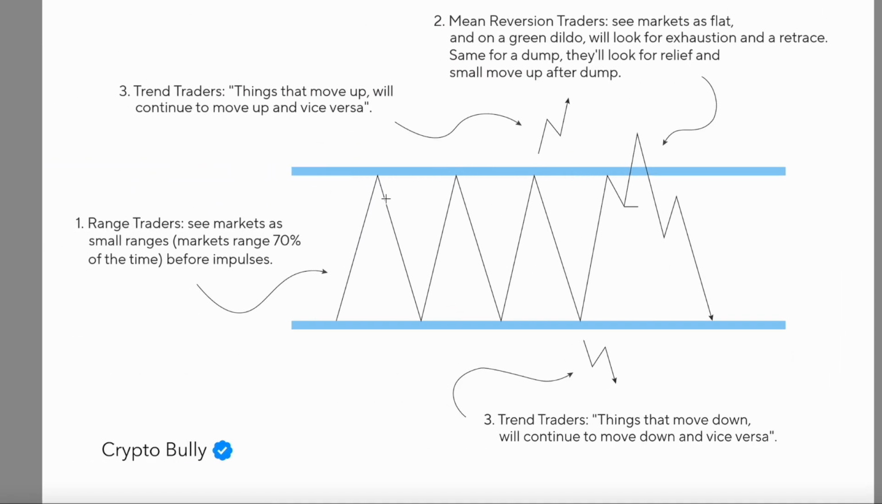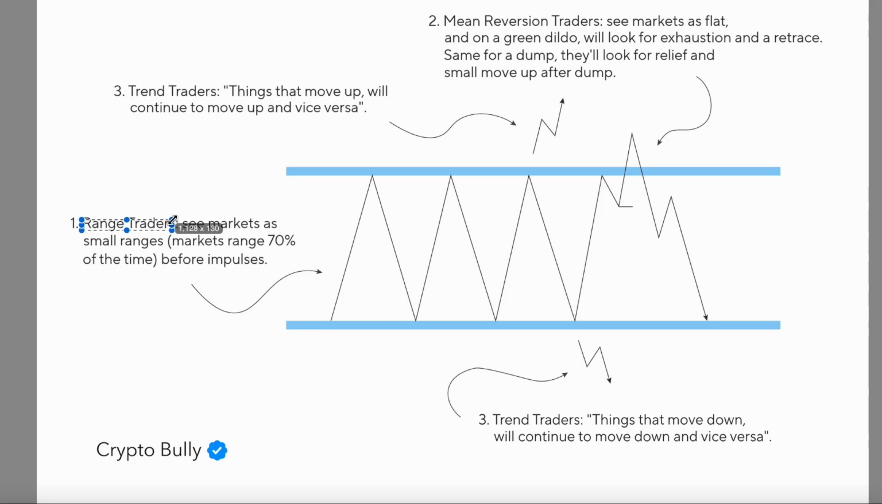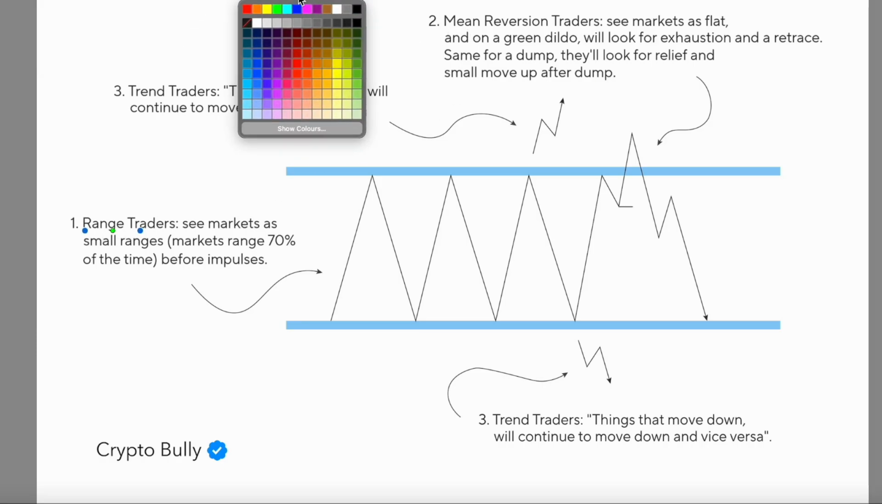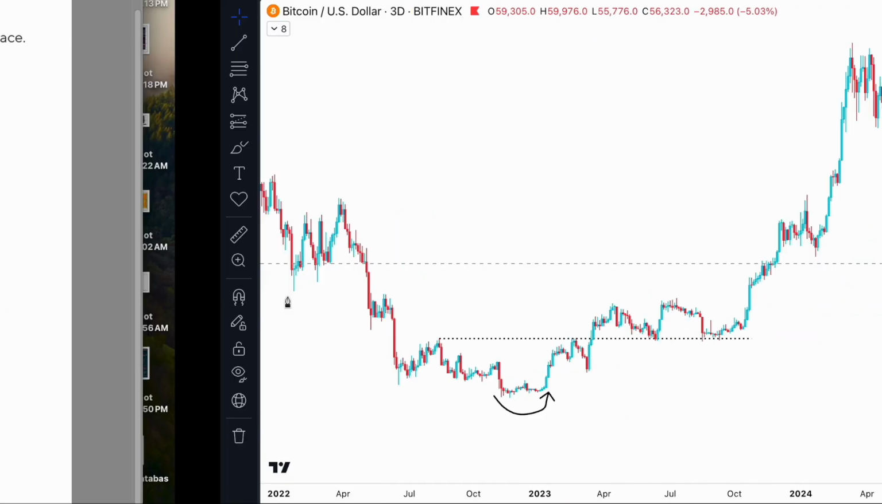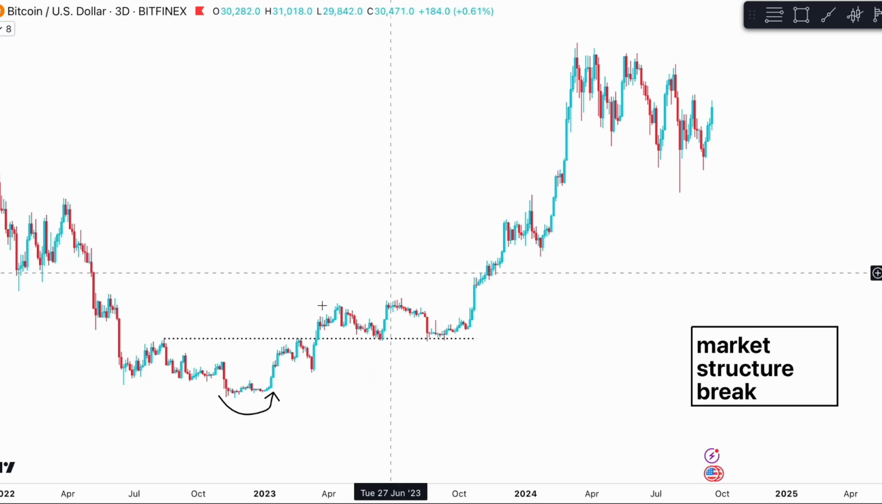Okay, so these are the types of market conditions, and now I want to talk a little bit about the types of traders. Okay, let's get into it. There are either range traders or mean reversion traders. In discretionary trading usually we just have these range traders, and then we have our mean reversion traders, and we have our trend traders. Okay, range and mean reversion are kind of the same thing, right? So you can either see the market as a range, or you can see the market as a trending entity.